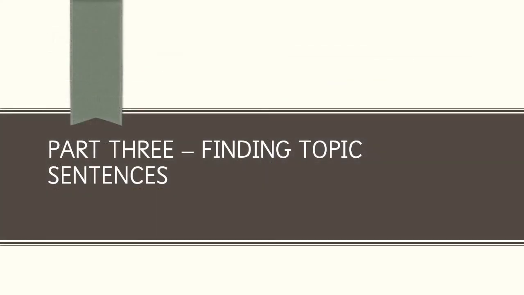Okay, part 3. By this point we should be really good at identifying topic sentences and finding the different parts of them. So what we're going to do now is actually find topic sentences out in the wild. So third task, again, is differentiated, silver and gold. Silver slightly easier, gold slightly harder.